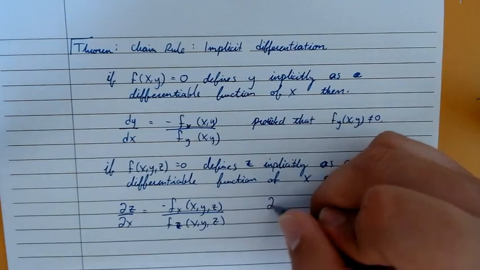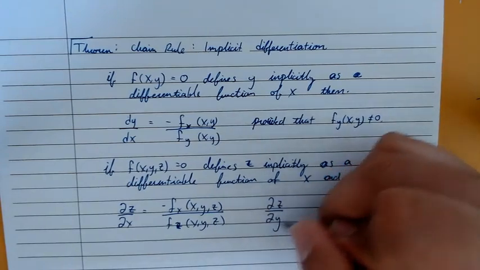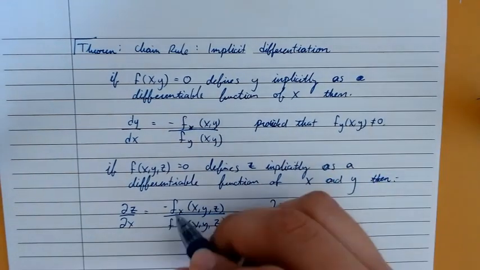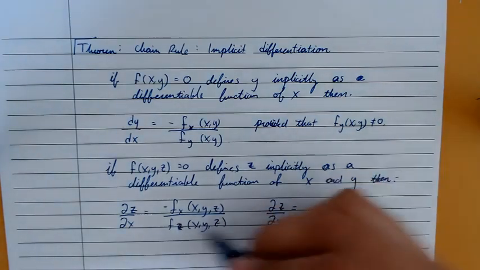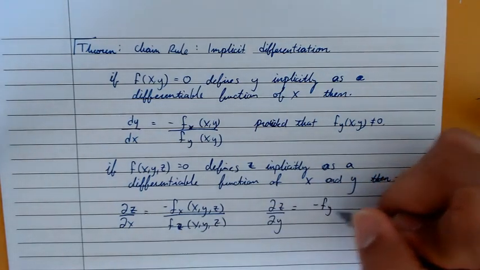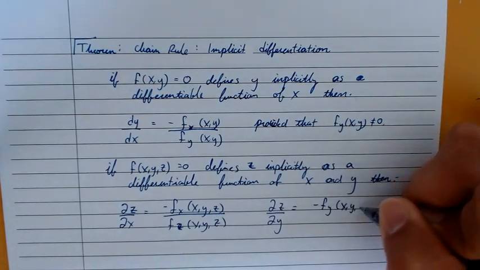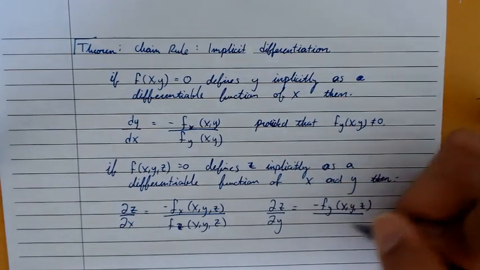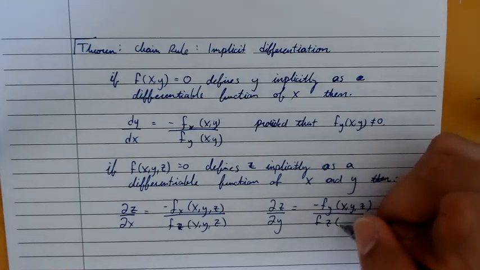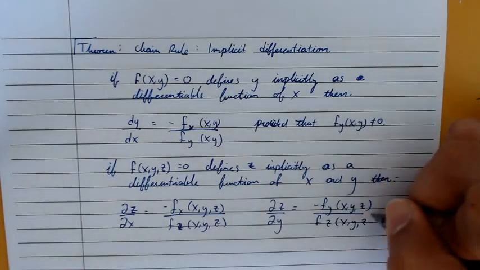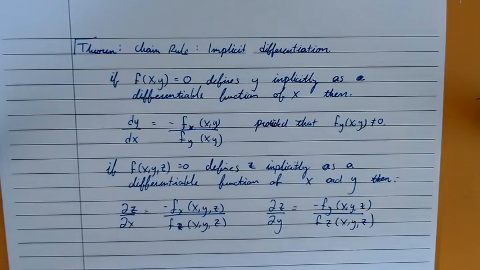And if you want the partial of z with respect to y, well, that's going to be almost exactly the same, but this will be a partial with respect to y instead of x. Negative f sub y over f sub z. Again, provided that none of our denominators are 0.